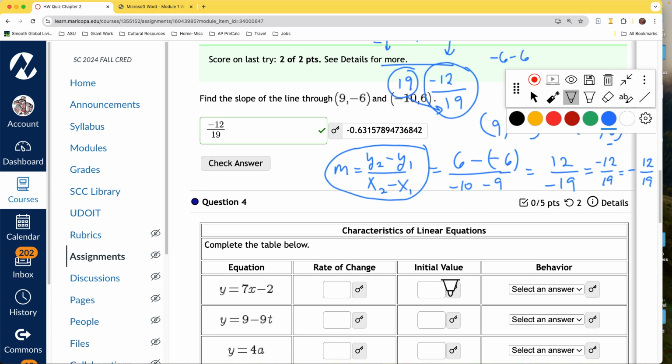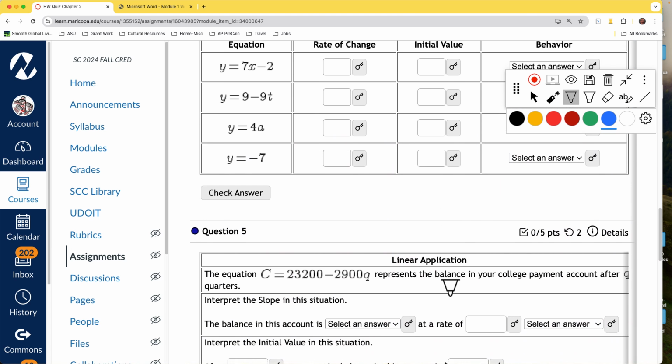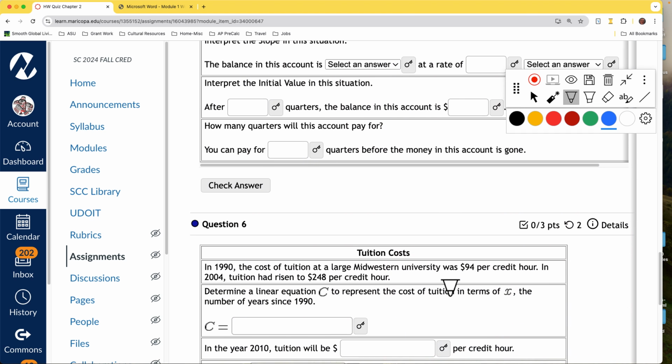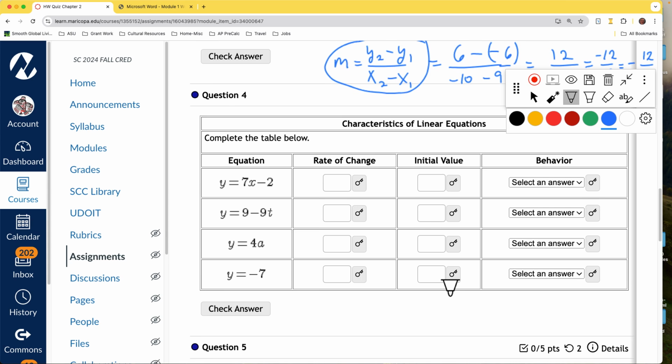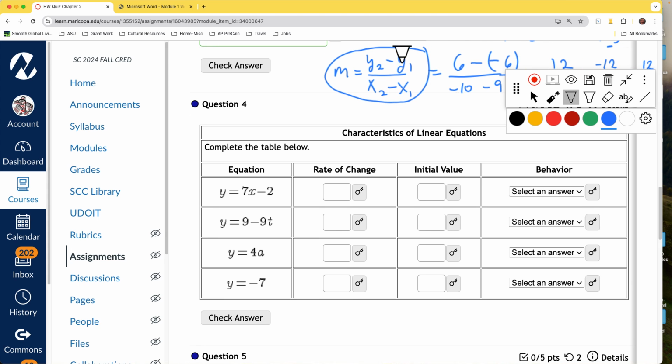And then we're going to get into question 4, and then we got 5, and then we got 6. So a couple different ones. But so for this one, we want the rate of change. Now remember, the rate of change is our slope, which is the number in front of the variable, in front of the x or the variable. So as we go through each of these equations, it's the number in front of the variable.